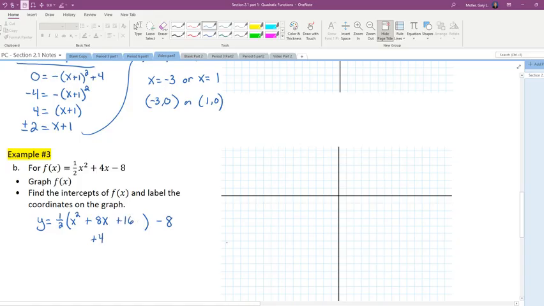And so then I'm going to subtract not 16. I'm going to subtract half of 16, which is negative 8. So I get 1/2 x plus 4 squared minus 16. And now we are in vertex form.